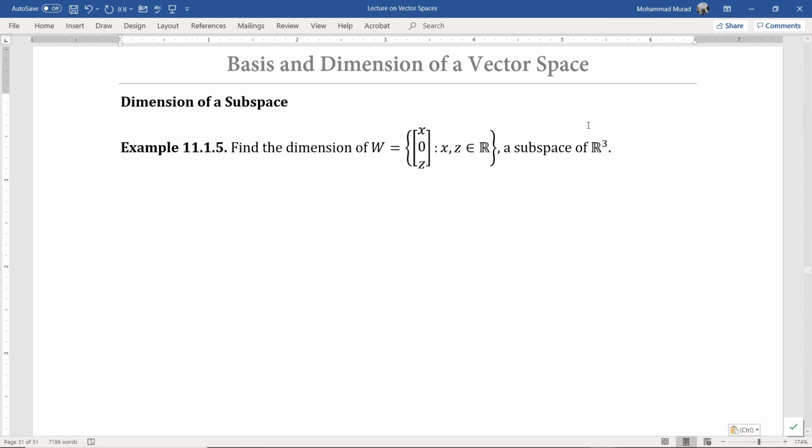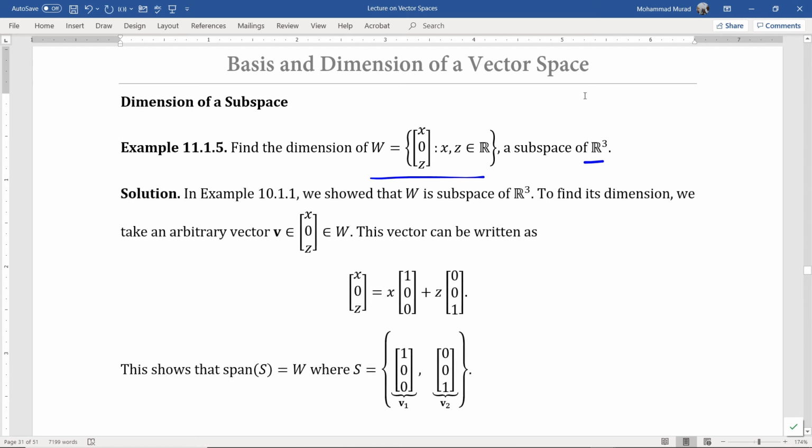Dimension of a subspace. In the next example, we will calculate the dimension of a subspace of a vector space. Find the dimension of the subspace W, which is a subspace of the vector space R3. Let's have a look at the solution. In example 10.1.1, we showed that W is a subspace of R3.